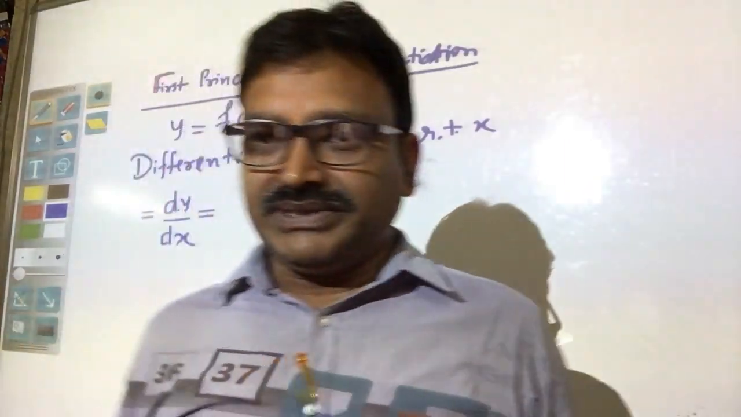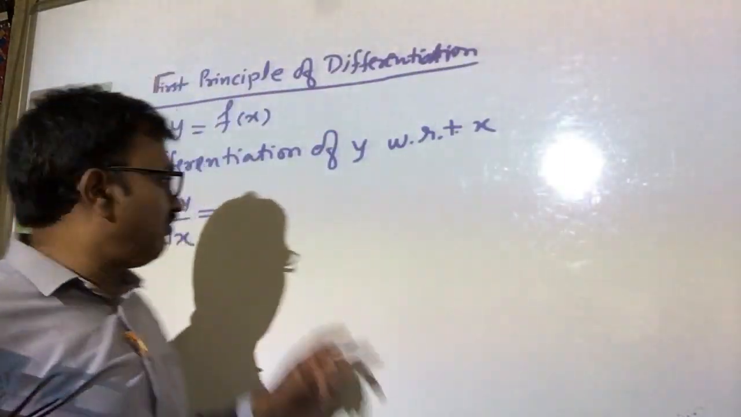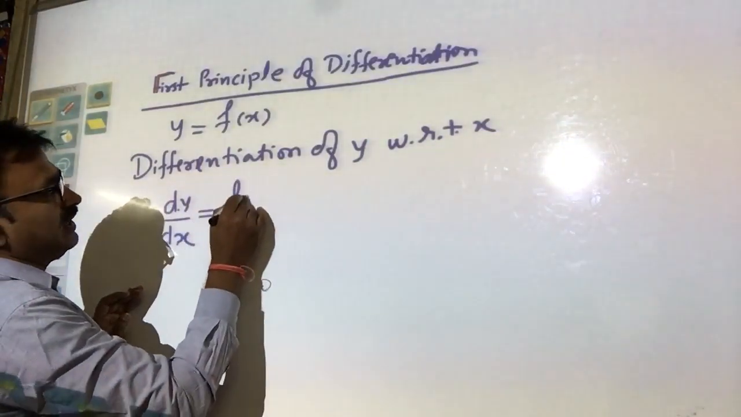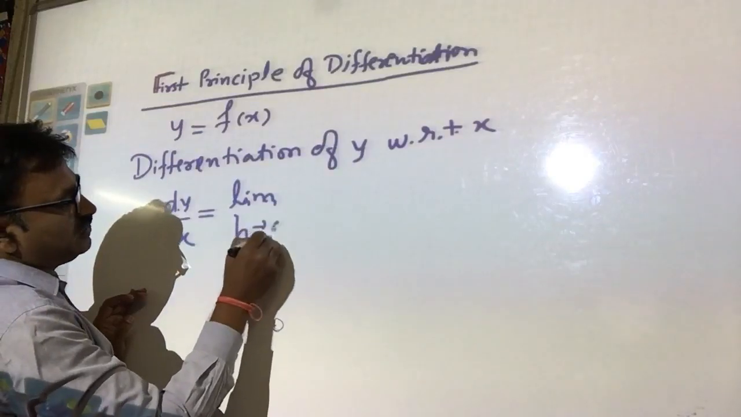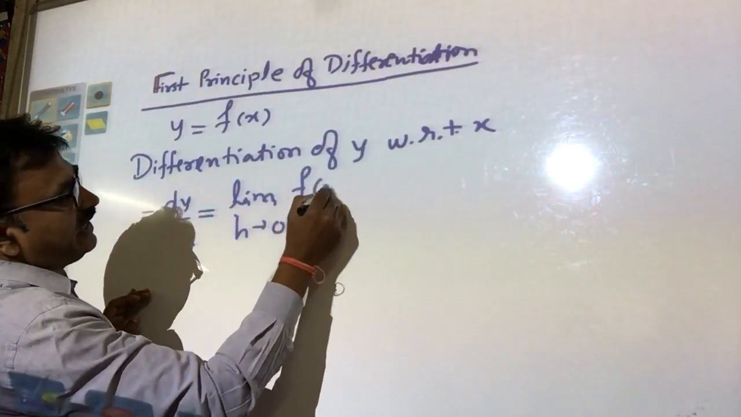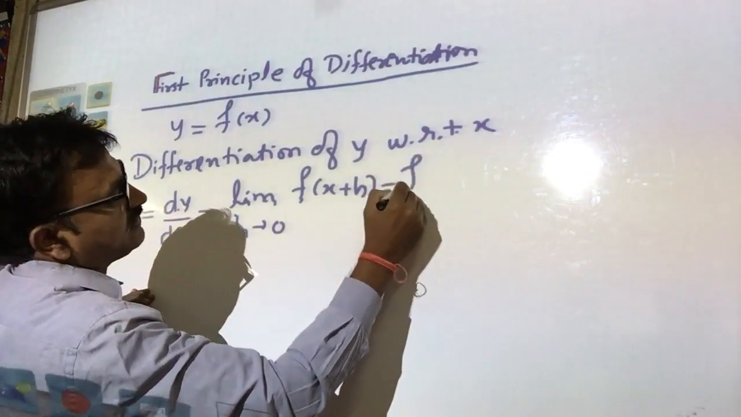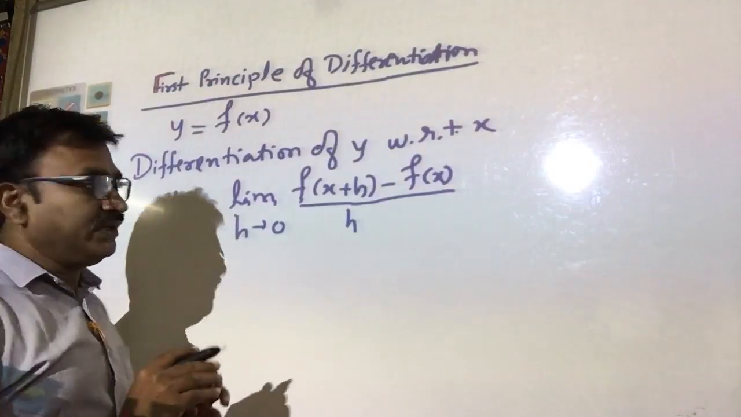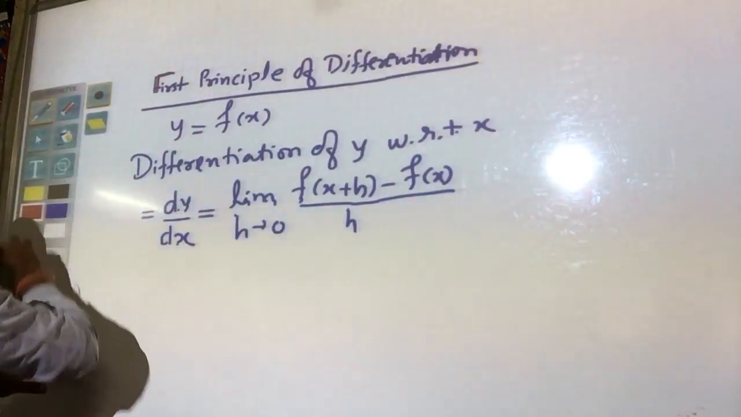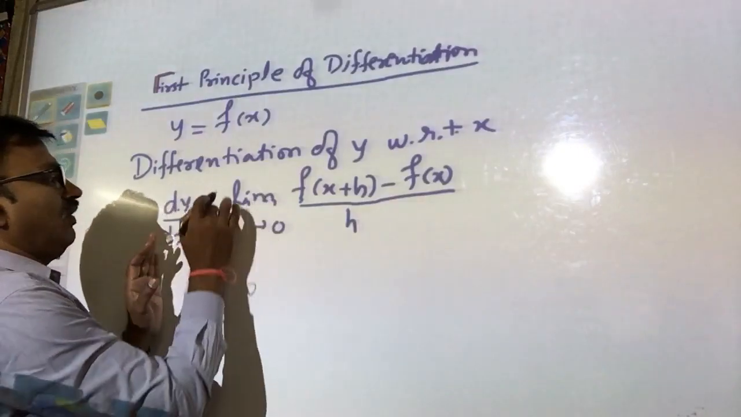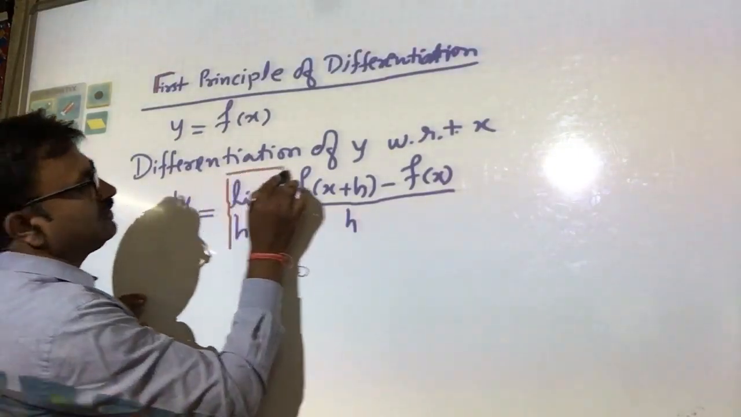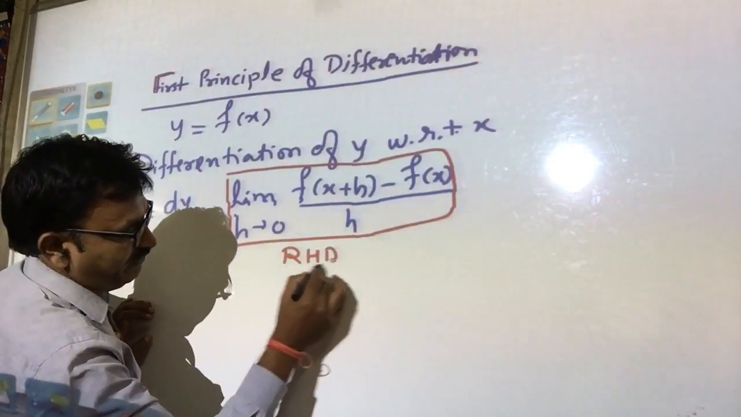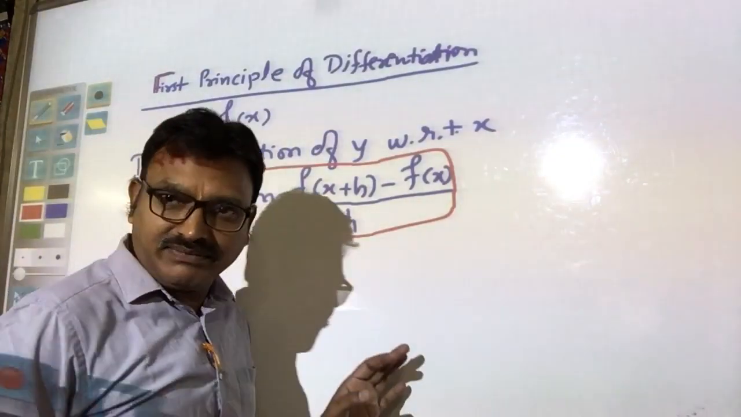Actually, the total pronunciation is differentiation of y with respect to x, and the formula for finding this value is limit h tends to 0, function x plus h minus function x divided by h. But now student, we have to add something more. This is called the right hand derivative.